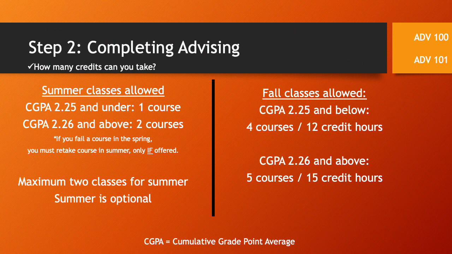The first thing you will need to do is to consider how many classes you are allowed to sign up for. The number of classes or credits that you can register for is based on your cumulative GPA. For summer classes, if your cumulative GPA is a 2.26 or above, you'll be allowed to register for 2 courses. If your GPA falls below that, you are restricted to registering for 1 class in order to make sure that you are successful.